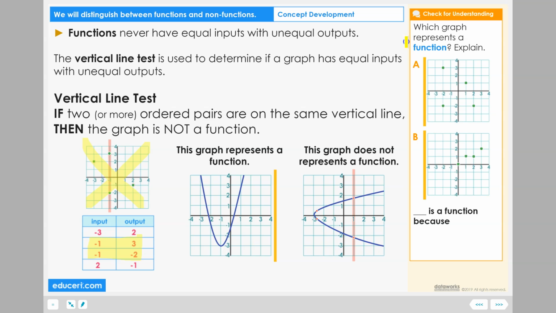Let's check for understanding. Which graph represents a function? Explain. Graph A or graph B? Blank is a function because.